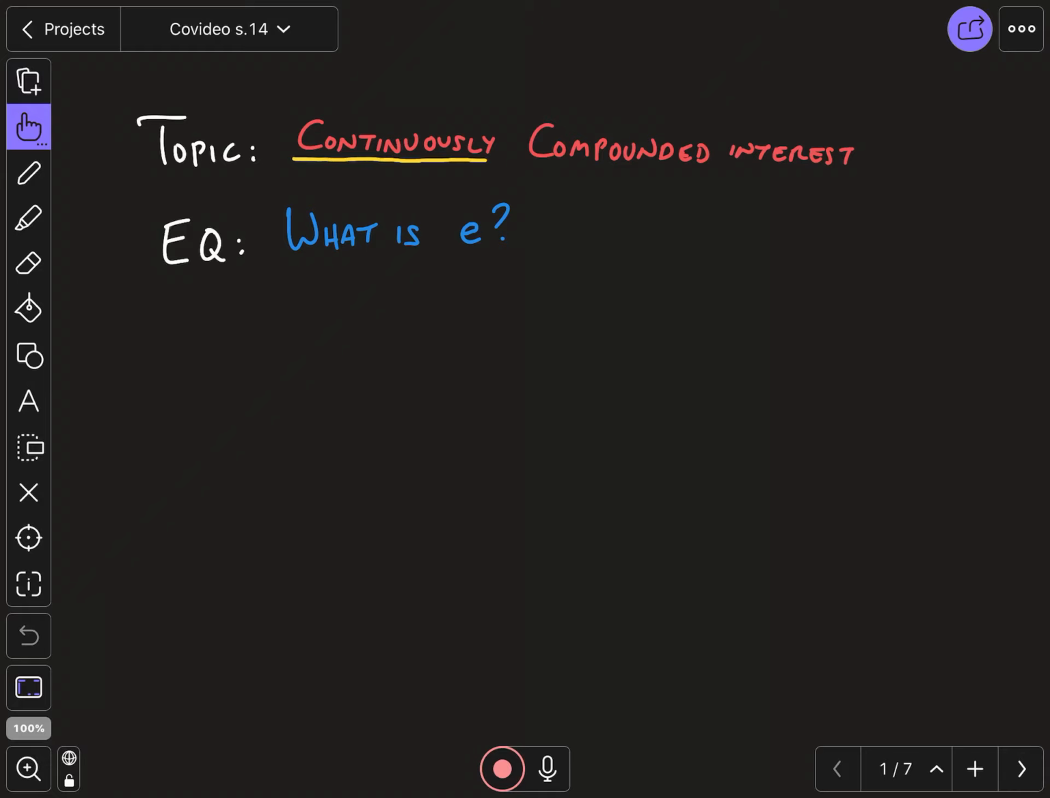Here's our last video for applications of exponential equations. We're going to talk about continuously compounded interest, and we're going to find out something about this new number called e.